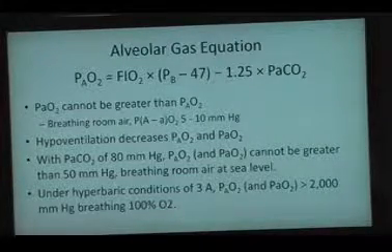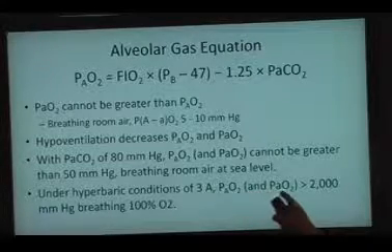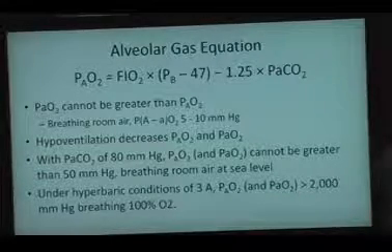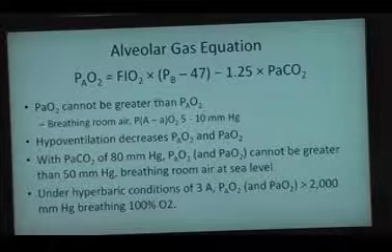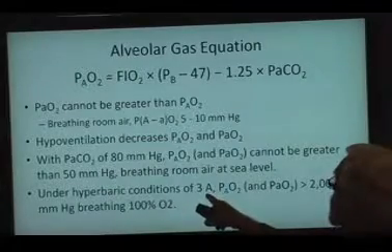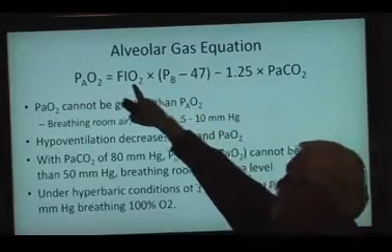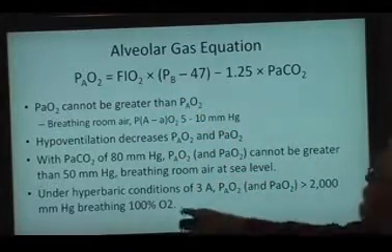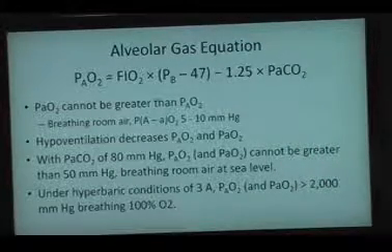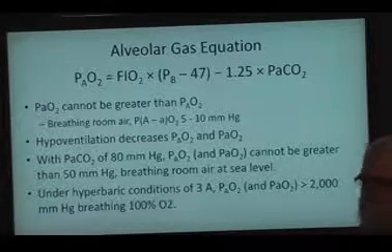Under hyperbaric conditions of 3 atmospheres, the alveolar PO2 and hence the arterial PO2, if you have normal lungs, will be greater than 2,000 millimeters of mercury if you breathe 100% oxygen. Again, you're welcome to check me on the math if you want, but breathing at 3 atmospheres, the barometric pressure would be 760 times 3. FiO2 would be 1, breathing 100% oxygen, and if your PCO2 is 40, it calculates out to be more than 2,000 millimeters of mercury. I think it's around 2,100 millimeters of mercury.